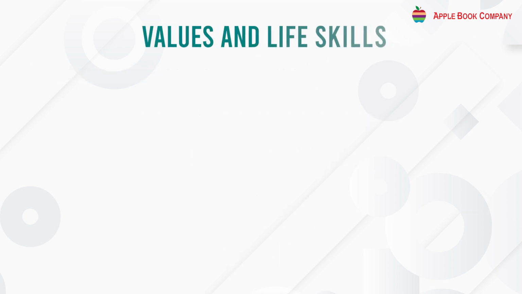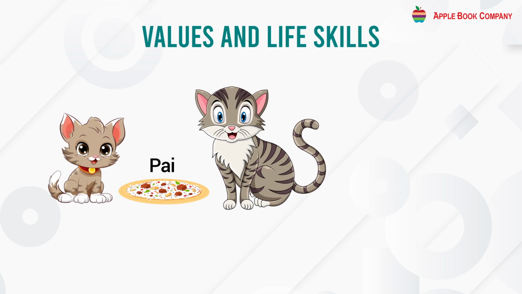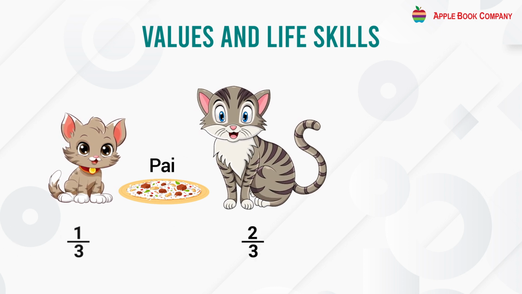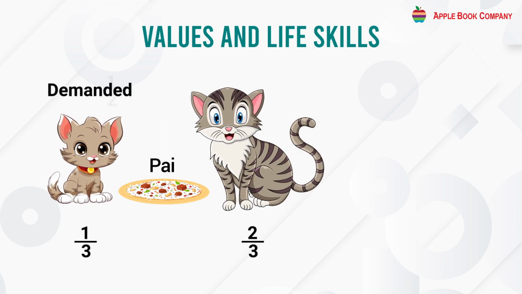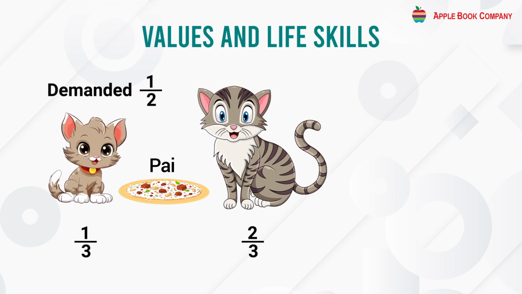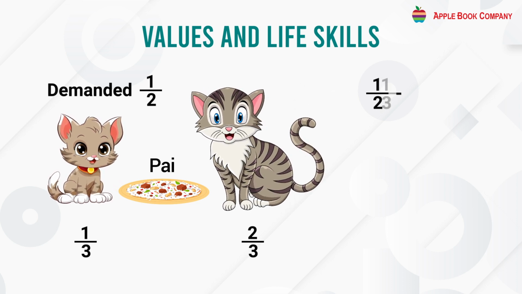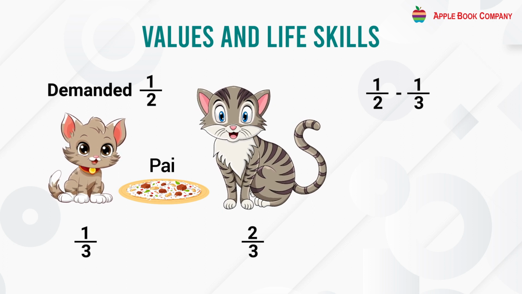Let's learn some values and life skills. Question 1. Two cats quarreled with each other for a whole pie. The big cat took 2/3 of the whole pie and gave 1/3 of the whole pie to the small cat. But the small cat demanded 1/2 of the whole pie. How much more did the small cat demand? You need to subtract 1/2 of the whole pie minus 1/3 of the whole pie, which the cat already got.